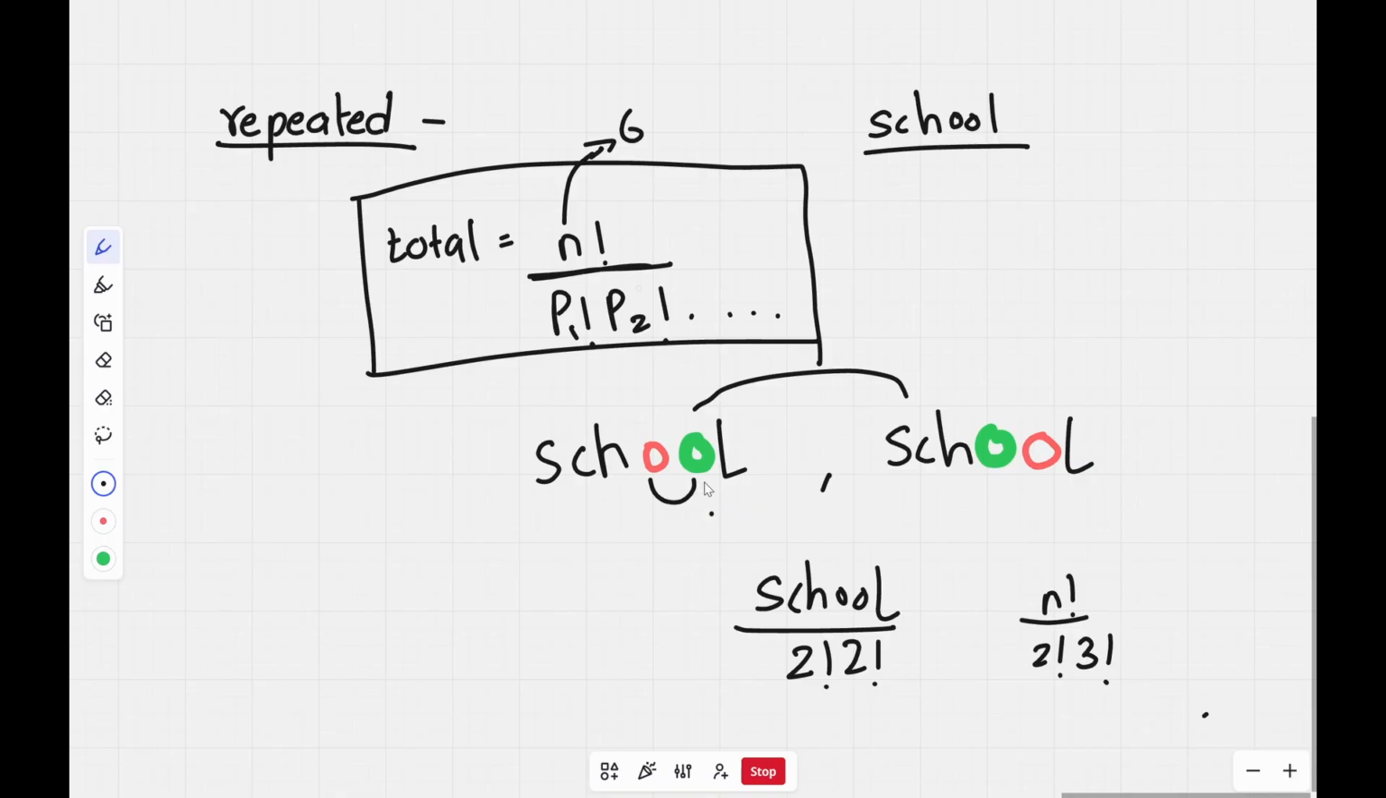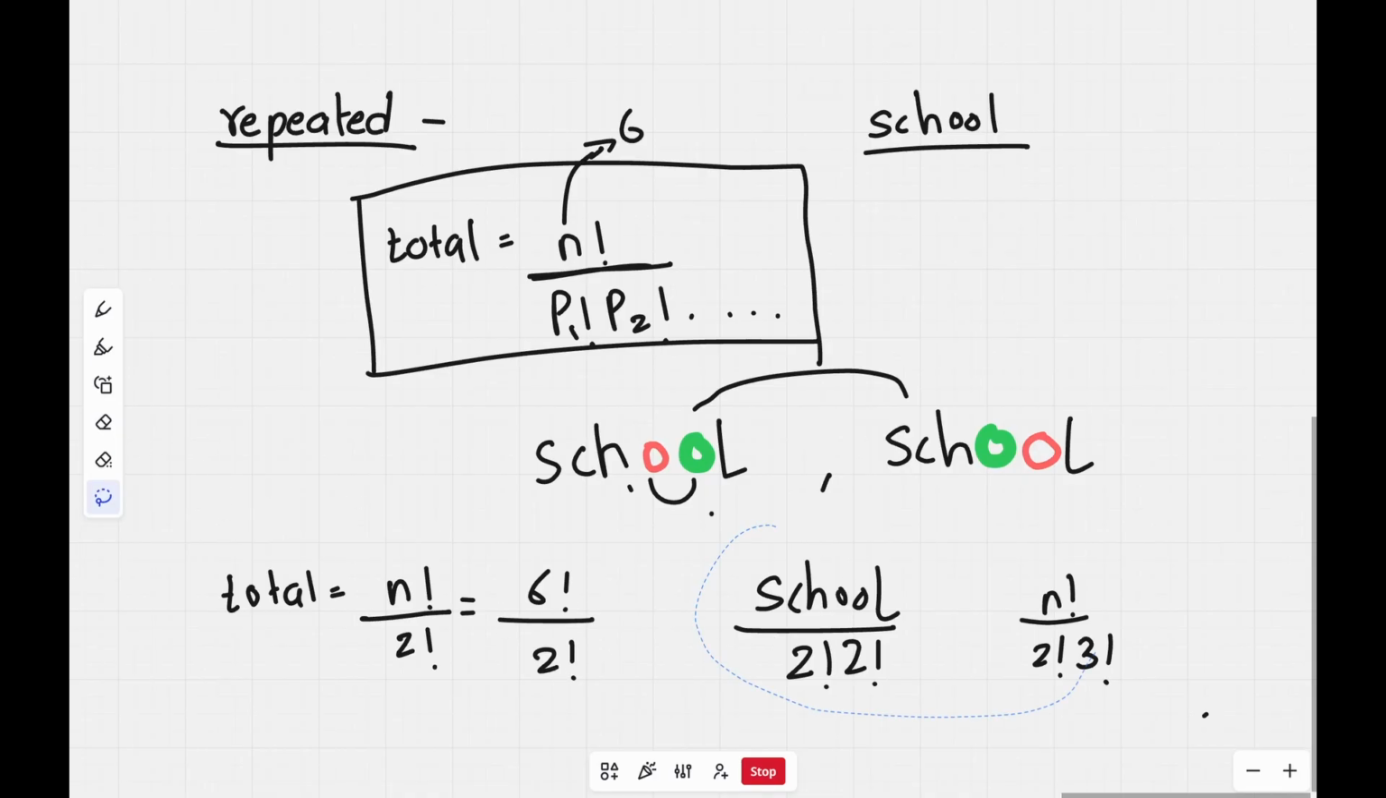Now let's solve the question of how many ways can we arrange the letters present in school. Solving it, the total value here is equal to n factorial divided by, there's only one letter repeating twice, hence 2 factorial. Now what is n factorial? N here is the total number of letters present in the word. I have said it many times before. So it's 6 here. So it's 6 factorial divided by 2 factorial.